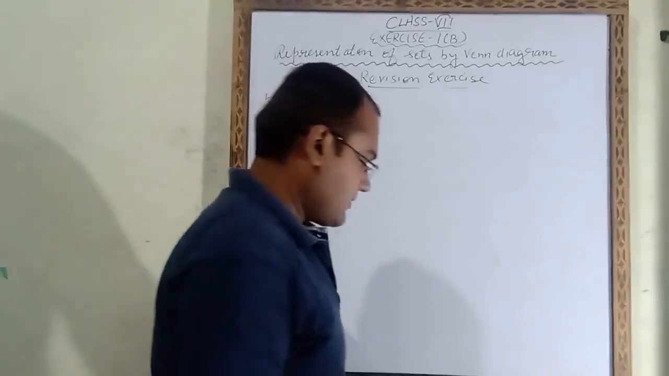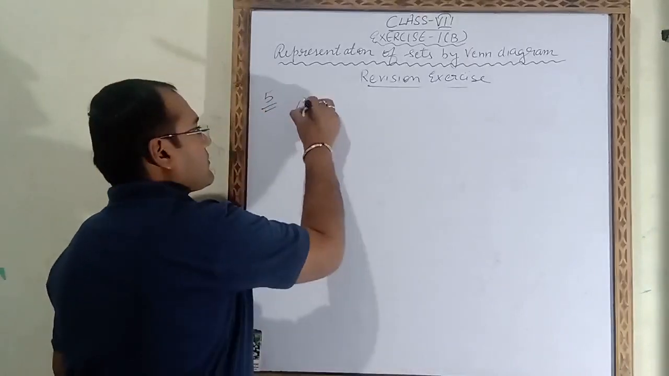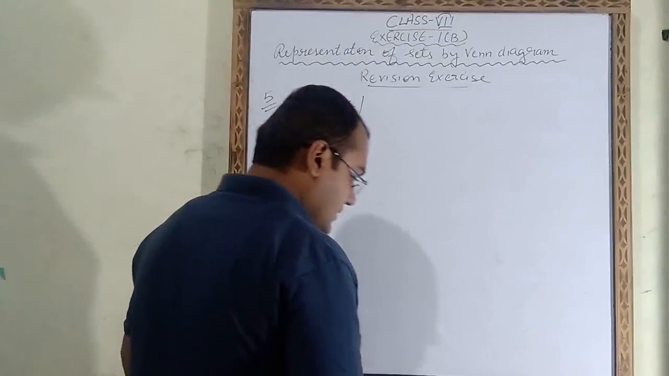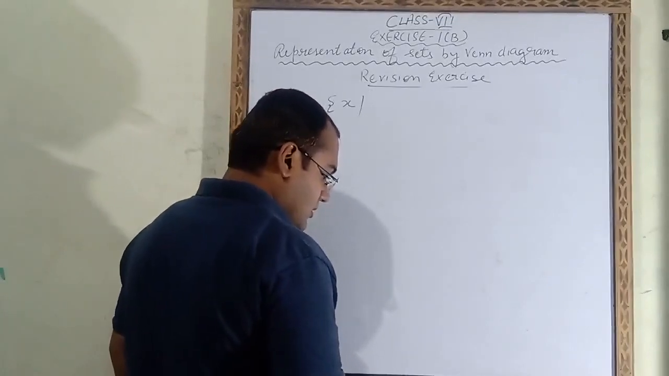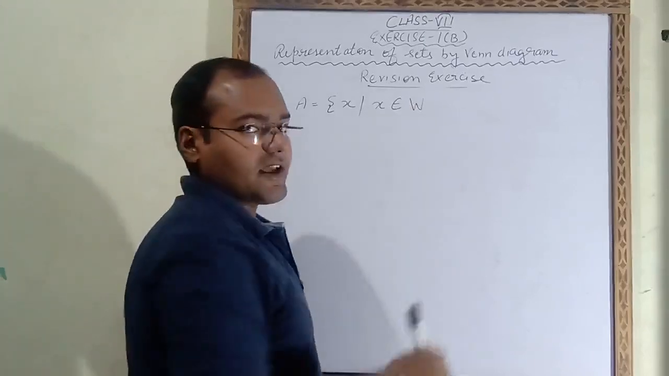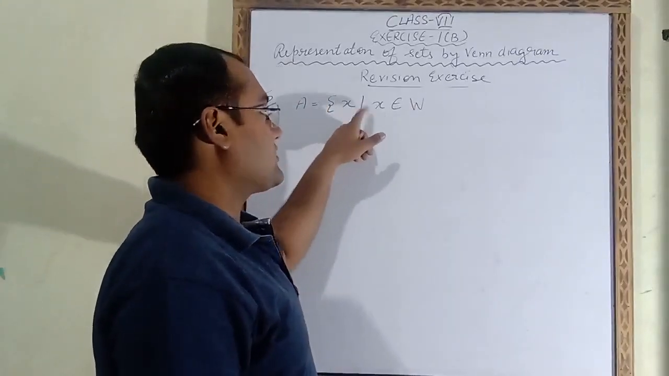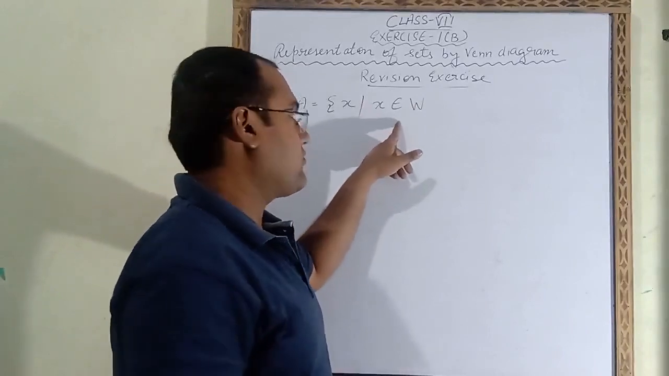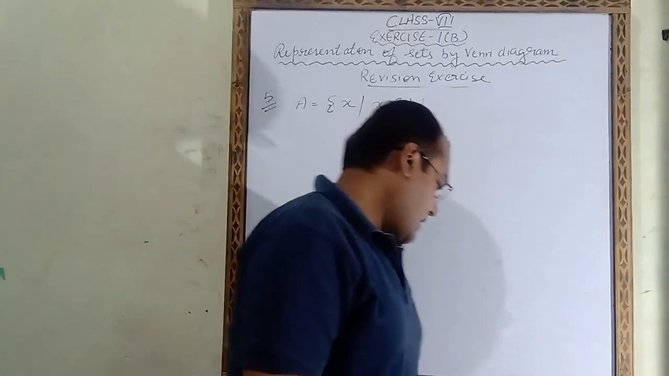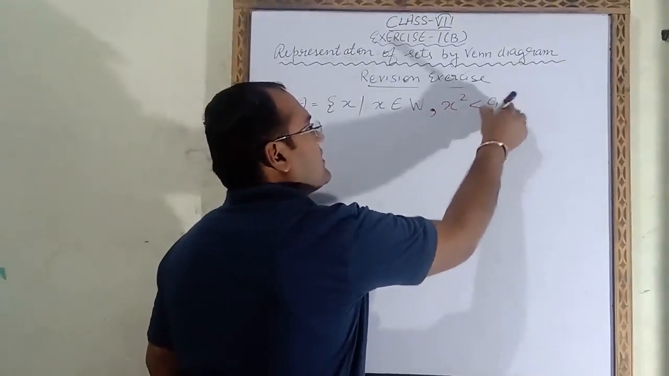Question number 5. A set is given. A is equal to {x such that x belongs to W. Here in your textbook some correction is there, you just make it correct. A is equal to {x such that x belongs to is not written, you have to write x belongs to W. W means whole numbers. And x square is less than 9}.